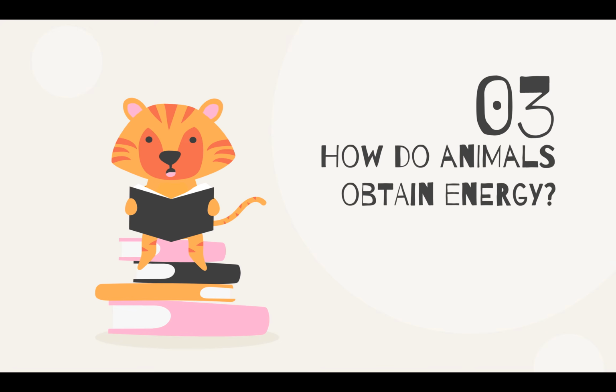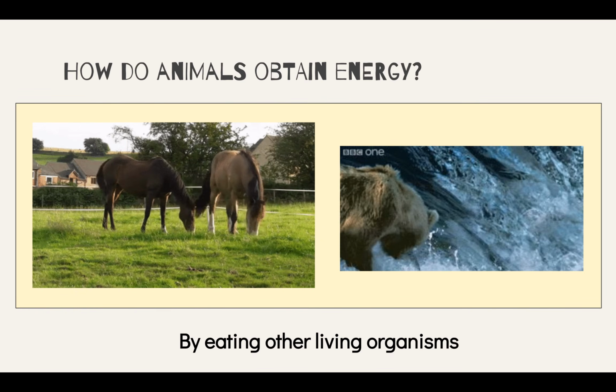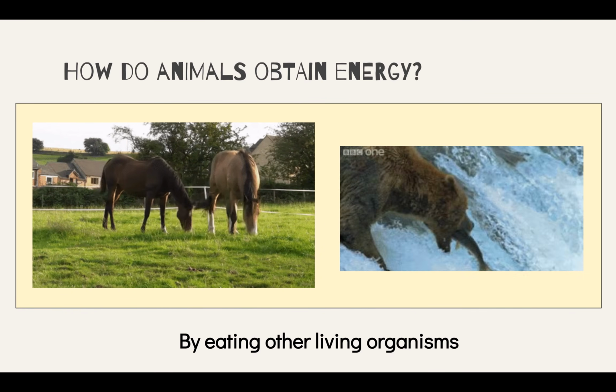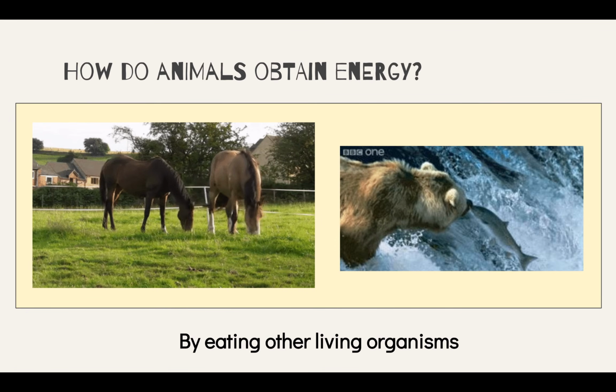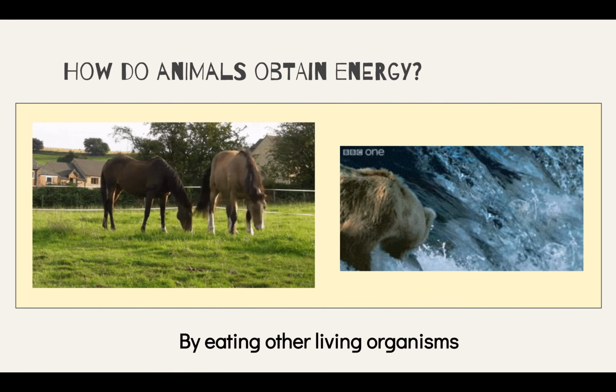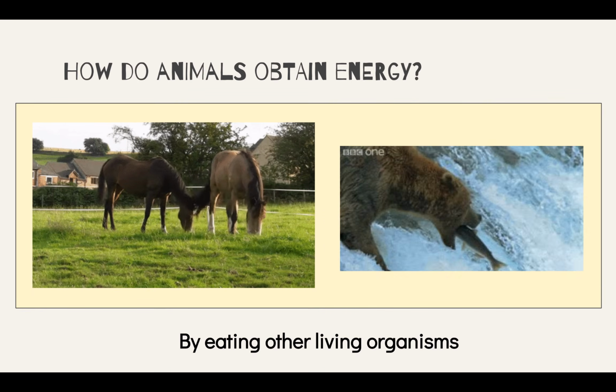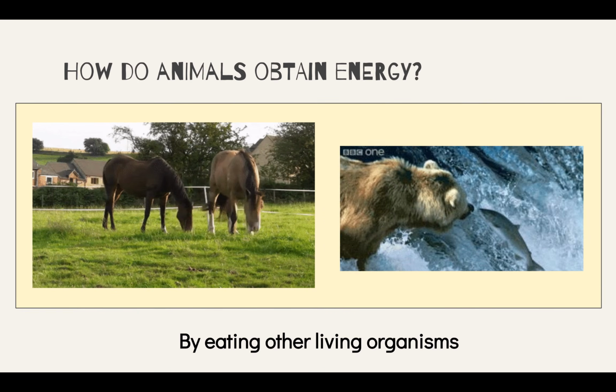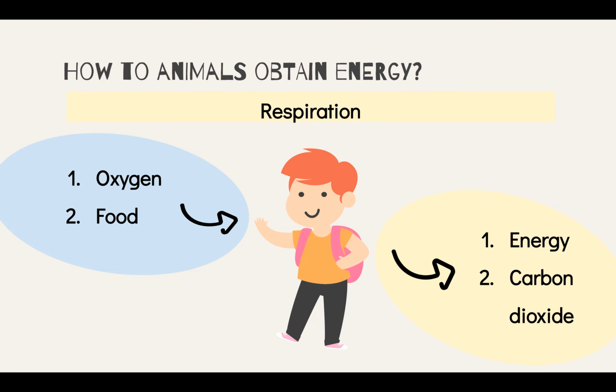This brings us to our next guiding question. How do animals obtain energy? Unlike plants, animals are unable to make their own food. Animals obtain energy by eating other living things such as plants and animals. So with oxygen from the surroundings and digested food, the animal cells undergo respiration to release energy and carbon dioxide.